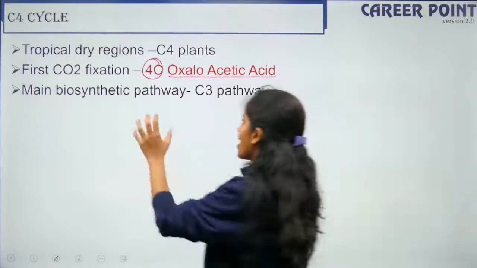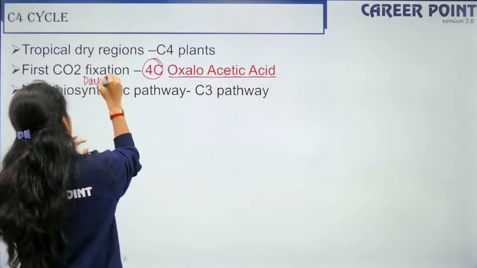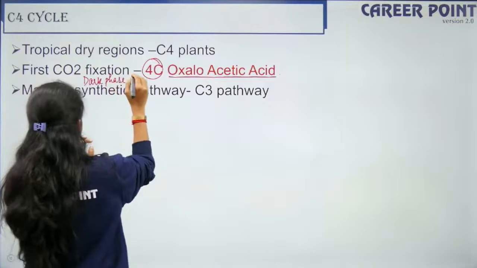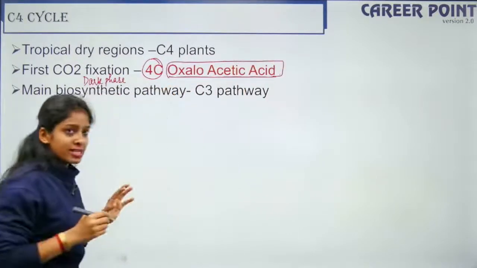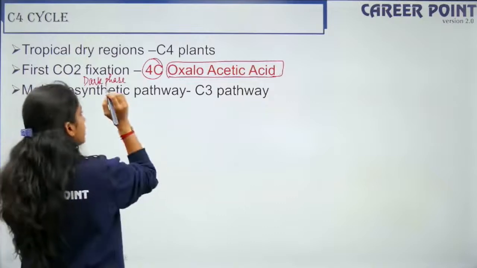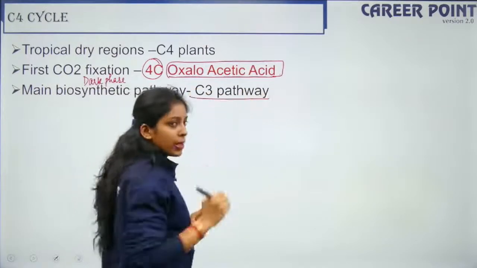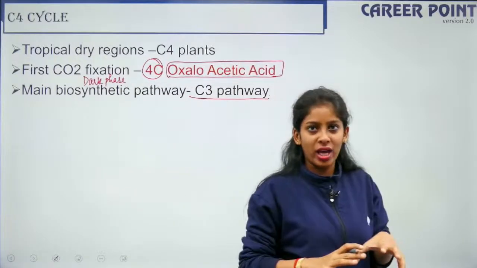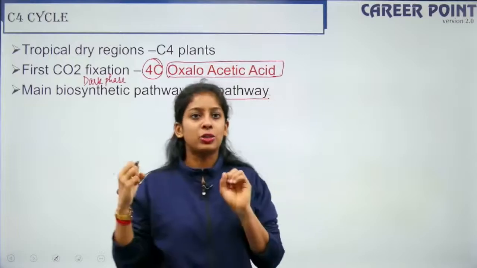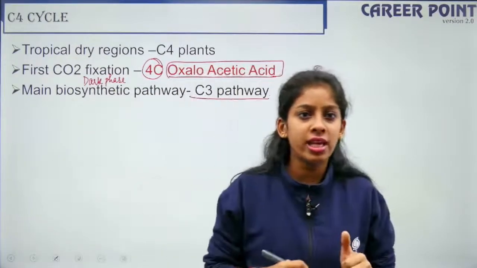So what is the biosynthetic pathway? The dark phase. So what happens in the dark phase? Glucose is produced. So though the first stable product is oxaloacetic acid, the process by which glucose is produced is the C3 pathway. So in C4 plants, first the C4 pathway happens, then the C3 pathway happens. Alright?